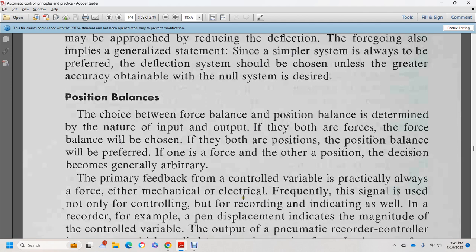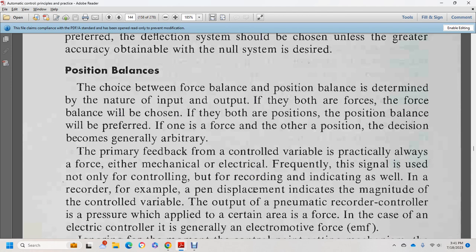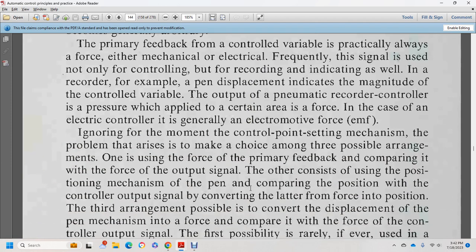The primary feedback control variable is principally always mechanical or electrical. Frequently the signal is used not only for control but for recording and indicating as well, with an air record. For example, a displacement indicates the magnitude of the control variable; the output of the record of the control is the pressure applied over a certain area, giving a force. In this case, the electric control is generally with an electromagnetic force control, with the movement of the control point setting mechanism. The problem arises in making the choice among the three possible arrangements.